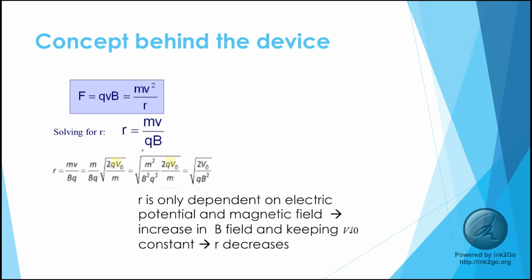Solving this, we get r equals mv over qB. This shows us, and further manipulation gives us, that r equals the square root of 2mV0 over qB squared, where V0 is the voltage applied. And this shows that r is only dependent on electric potential and magnetic field, hence an increase in the magnetic field while keeping V0 constant causes r to decrease.